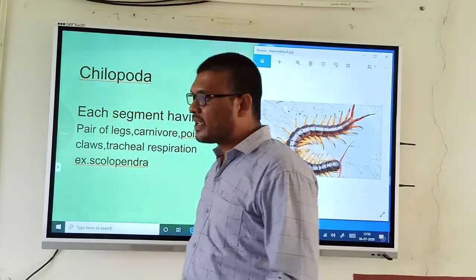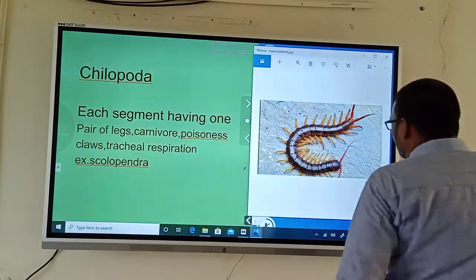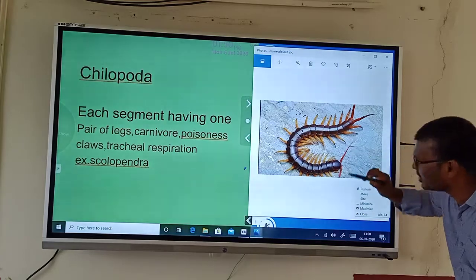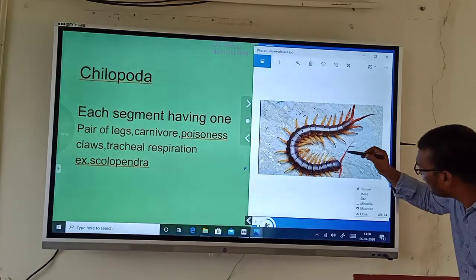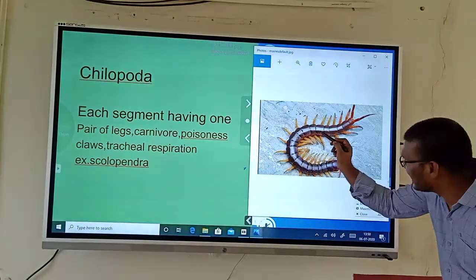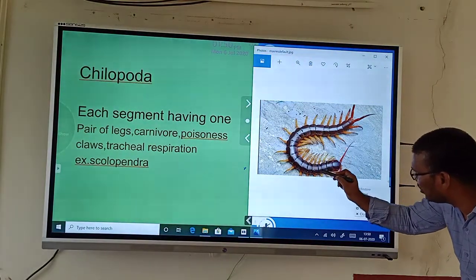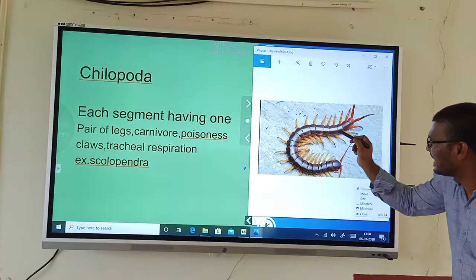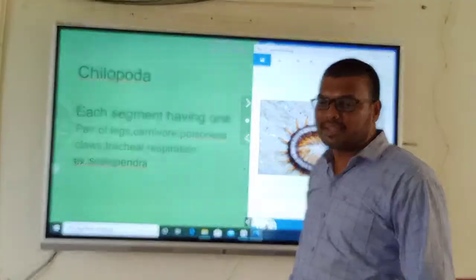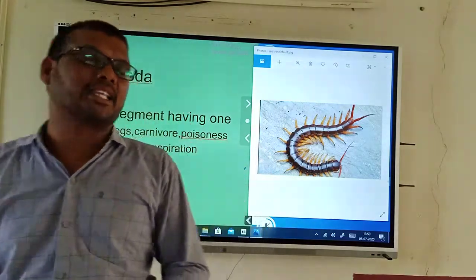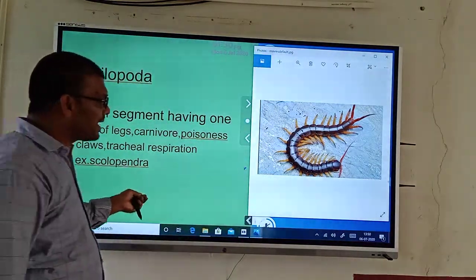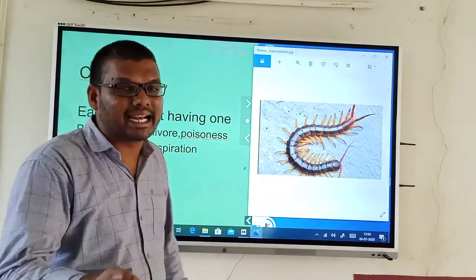Tracheal respiration. Here, what is meant by tracheal respiration? In this region, on the lateral side, they have pores. Through these pores, the air enters inside. In this area, a longitudinal tube-like structure is present, that is called a trachea. Through the trachea, respiration takes place. That respiration is called tracheal respiration. The best example is Scolopendra. Scolopendra, normally we are interested in this one.